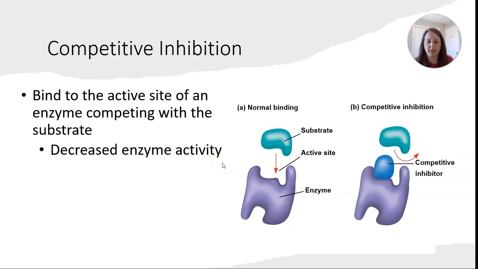So here's our figure. In purple, we have our enzyme. This is the active site, the spot where the substrate binds. And here's our substrate in this teal. Under normal conditions, the substrate will bind to the active site. The enzyme works perfectly. With competitive inhibition, a competitive inhibitor, whatever this molecule might be, binds to the active site, blocking it. And so the normal substrate cannot bind.